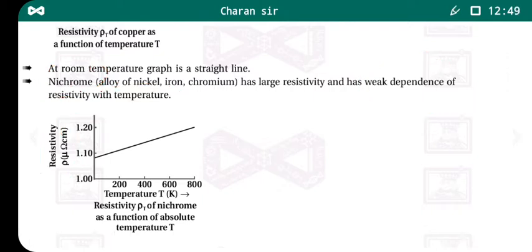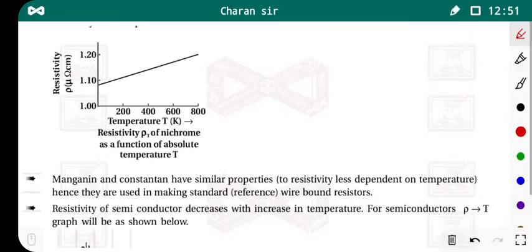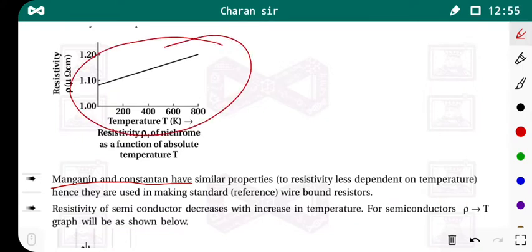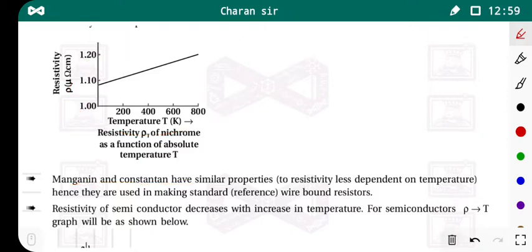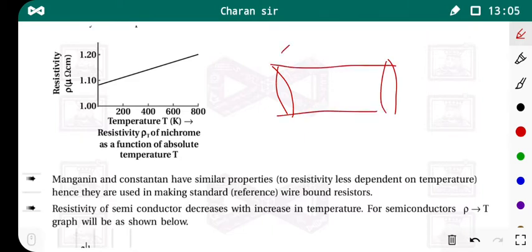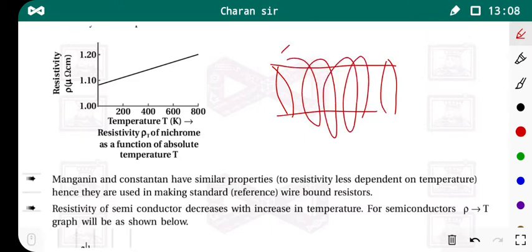Similarly, two other alloys, manganin and constantan, have the same behavior. You remember that whenever we discussed wire wound resistors, we take some material as a base and wrap some wire on this base. This wire is made up of these alloys: nichrome, manganin and constantan.